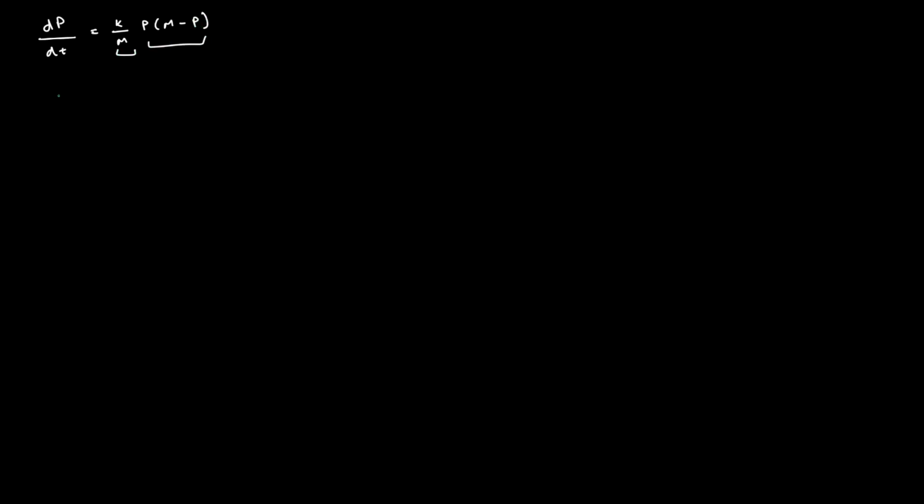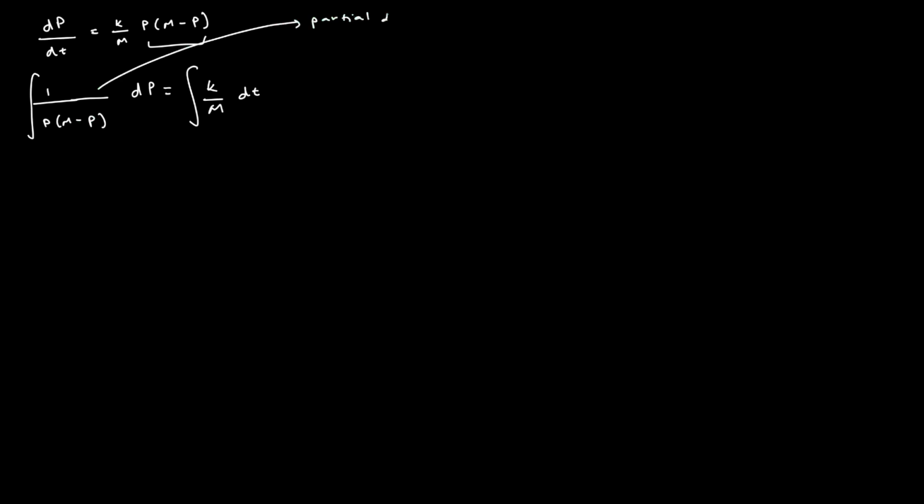So I can rewrite this as 1 over P times m minus P times dP is equal to k over m times dt. I'm going to be finding the integral of both sides. Over here, this fraction, I cannot currently manipulate it and find a closed form integral, but I can use a trick called partial fraction decomposition, and hopefully you remember what that is from your pre-calculus.